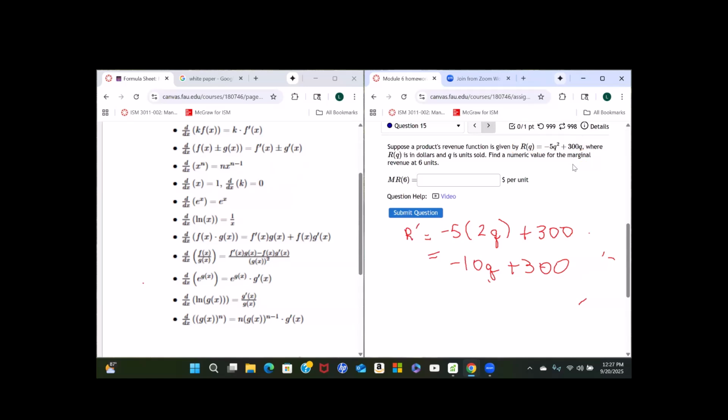And then what else does it ask us for? It's asking for the marginal revenue at 6 units. What do you do? You plug in 6, replacing Q with 6. Exactly. We get -60 plus 300 equals $240. The marginal revenue at 6 items, 6 units, is $240.